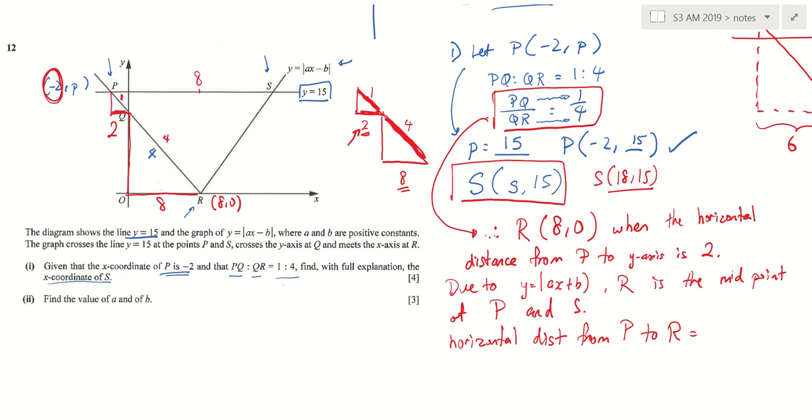So how do I find? Horizontal from P to R equals to what? Equals to 2 plus what? P to R, horizontal distance. 8 plus 2, right? So 2 plus 8, which equals 10, right? Then therefore, my S will be equal to (8 plus 10, 15), right? Because from 8, I add another 10, in between must have 10, 10. Then this is the answer. So this is (18, 15).